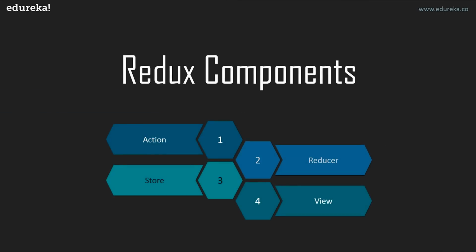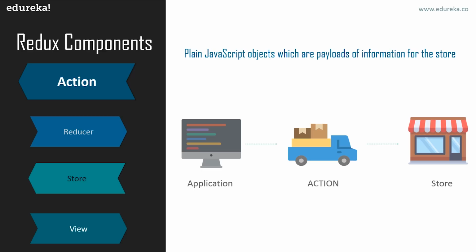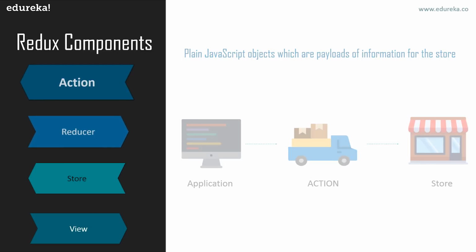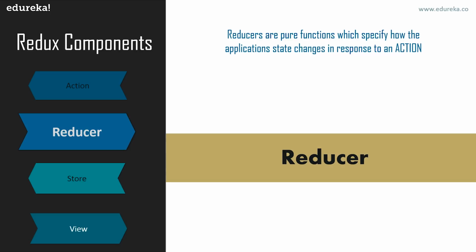Now, what are the basic components of Redux? There are 4 components of Redux: action, reducer, store, and view. Let's talk about them. The first one is action: plain JavaScript objects which are payloads of information for the store. There is an application, an action happens on it, and this action is sent to the store. Reducers: we already talked about how reducers are the pure functions which specify how the application state changes in response to an action.